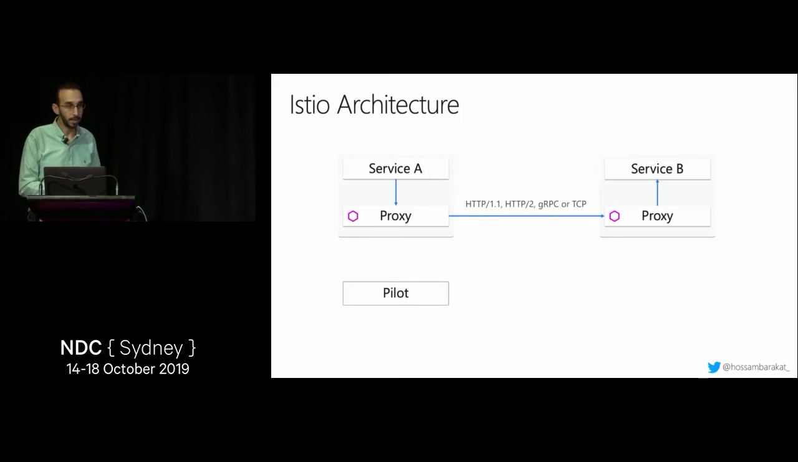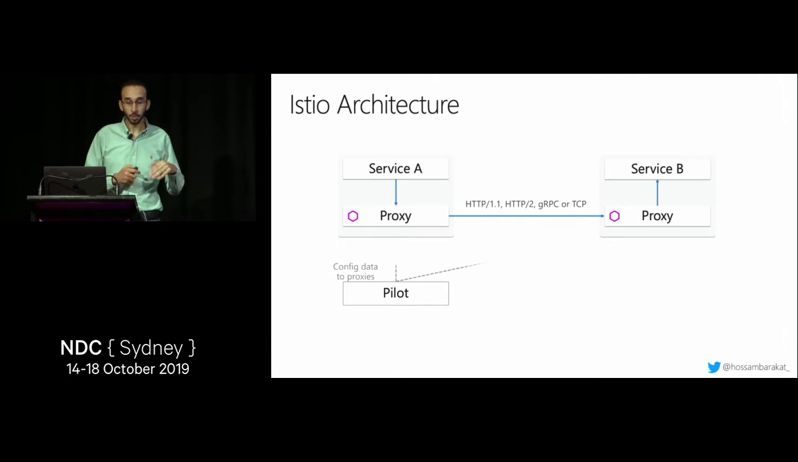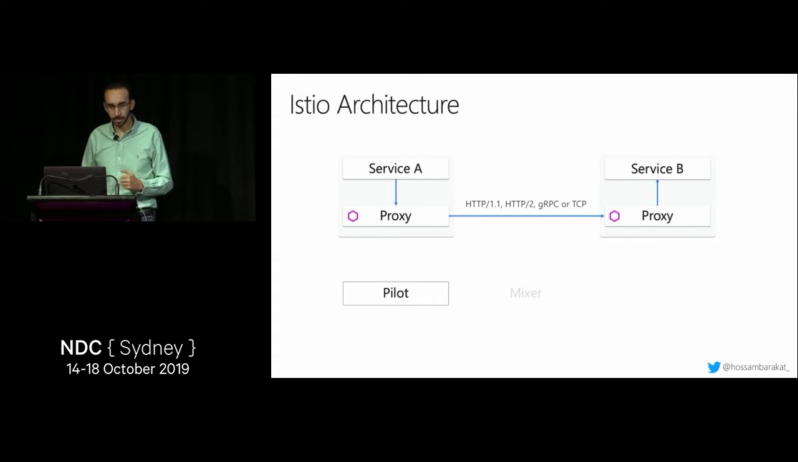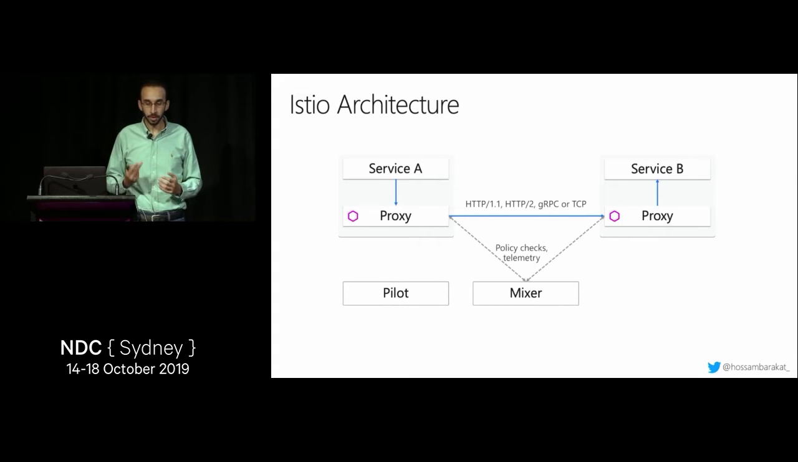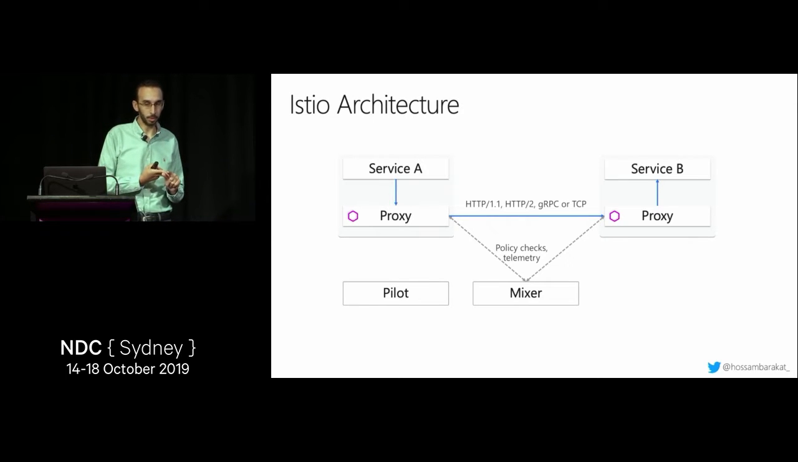The first component is the Pilot. And Pilot accepts the traffic routing rules from the users and pushes them to all of the sidecar proxies living in the mesh. The second component is the Mixer. And Mixer provides us with two key benefits. The first one is policies, and the second one is telemetry.